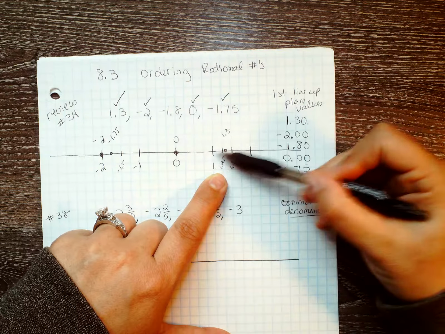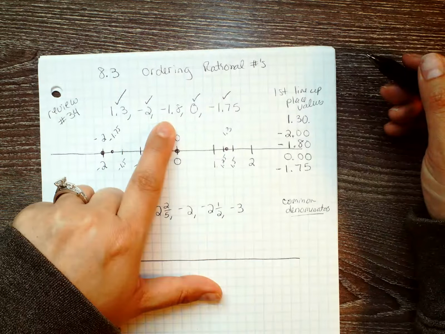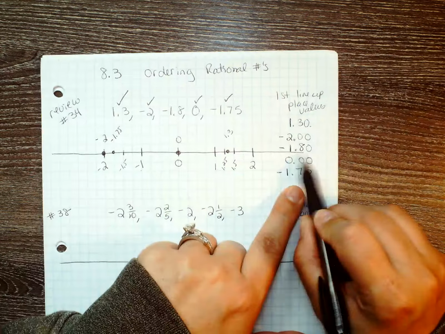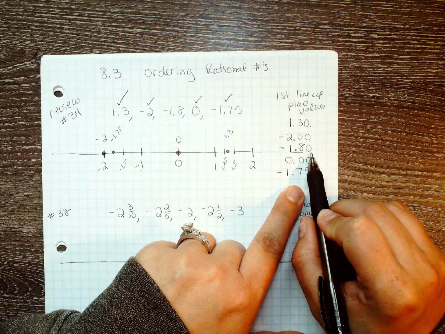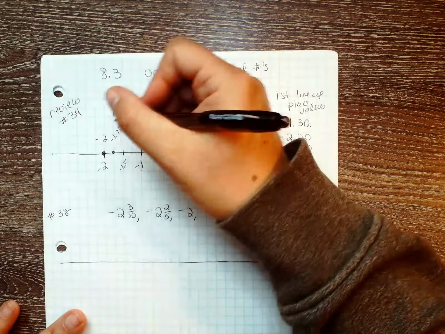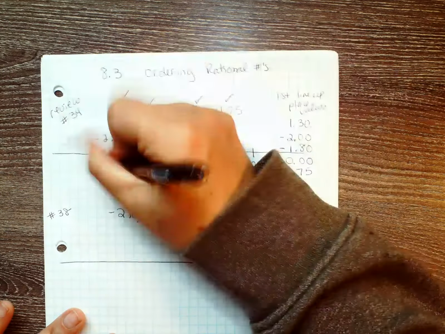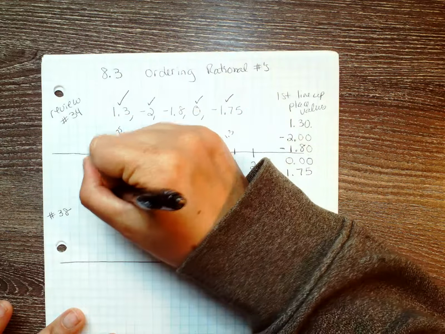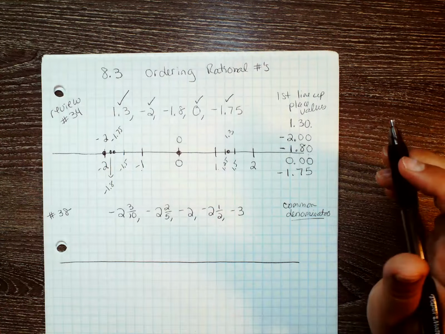So that's where you have to be careful. All right, so I'm going to check that off. And now I have -1 and 8/10, which is really -1 and 80 hundredths, which is past -1 and 75 hundredths. So technically it is a little bit on this side. So I'm going to draw an arrow down here and say -1 and 8/10. All right, so now I have them all in order.